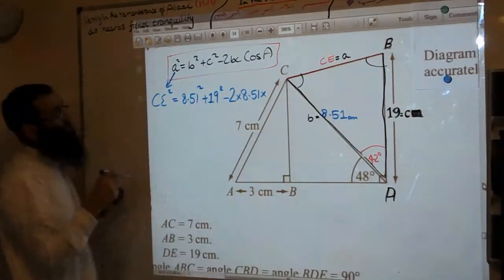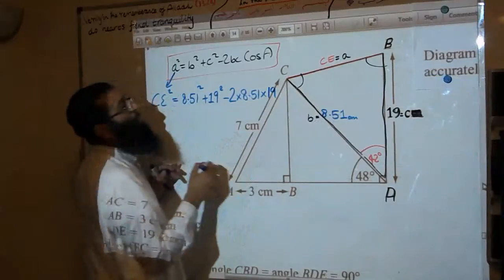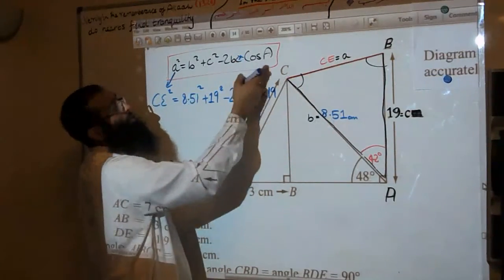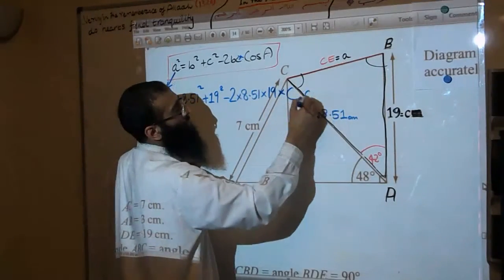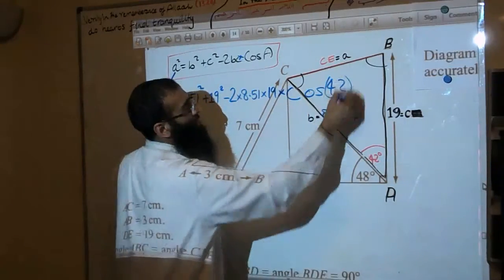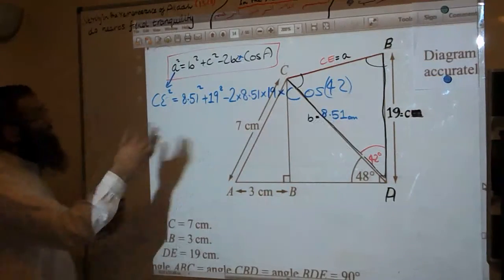Okay, I'm running out of space. I'm going to crash into the diagram. Let's just quickly squeeze the 19 in here. And then what do we multiply all that by? We multiply it by the cos of A. 42. Okay, cos of 42. Okay, sorry about that, folks. I've kind of gone really into the question.